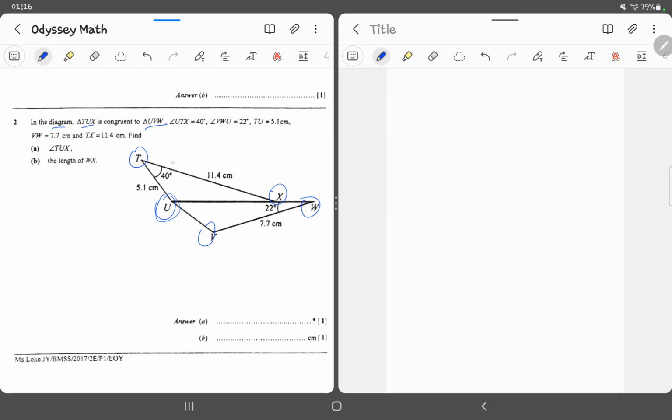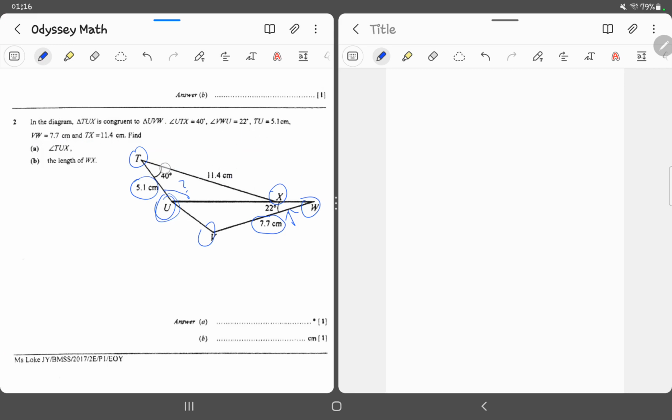So angle UTX over here is actually 40 degrees and angle VWU is actually 22 degrees, and TU equals 5.1 cm, VW equals 7.7 cm and TX equals 11.4 cm. So the question asks us to find the angle TUX over here. So this is the angle that we need to find.